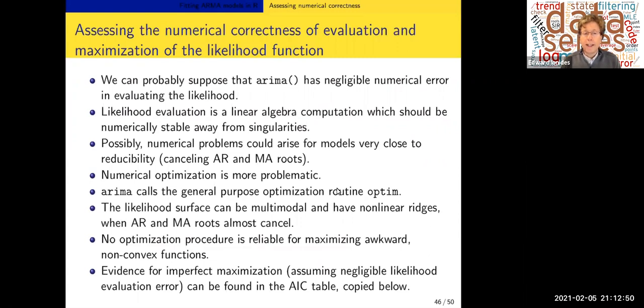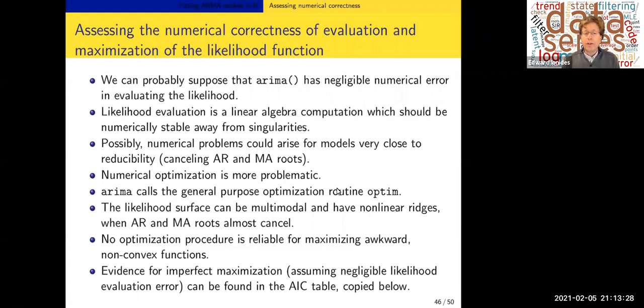But what you find out is that ARMA does the maximization using a general purpose optimization routine called optim in R, which doesn't use any special feature of the ARMA likelihood. It just produces a function that evaluates the ARMA likelihood and then plugs that function into optim. The likelihood surface can be multimodal, have nonlinear ridges where AR and MA roots almost cancel, and no numerical optimization procedure is reliable for maximizing awkward, non-convex, multimodal functions.